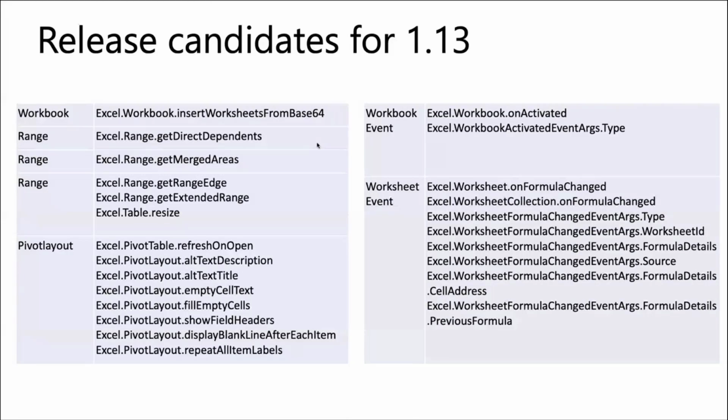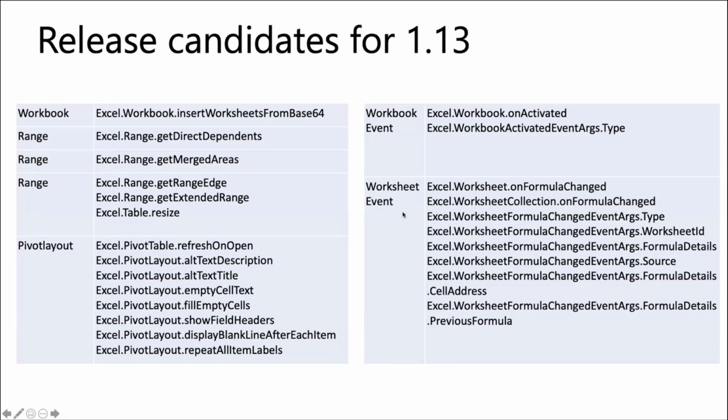So together with insert from base64, we have other candidates for 1.13. For range, we have the get direct precedents API, which can get the precedent cells of a range. Also a very high demand API is merge area. And then get range edge and extended range, and also support for table resize. And we have a bunch of APIs related to pivot layout.